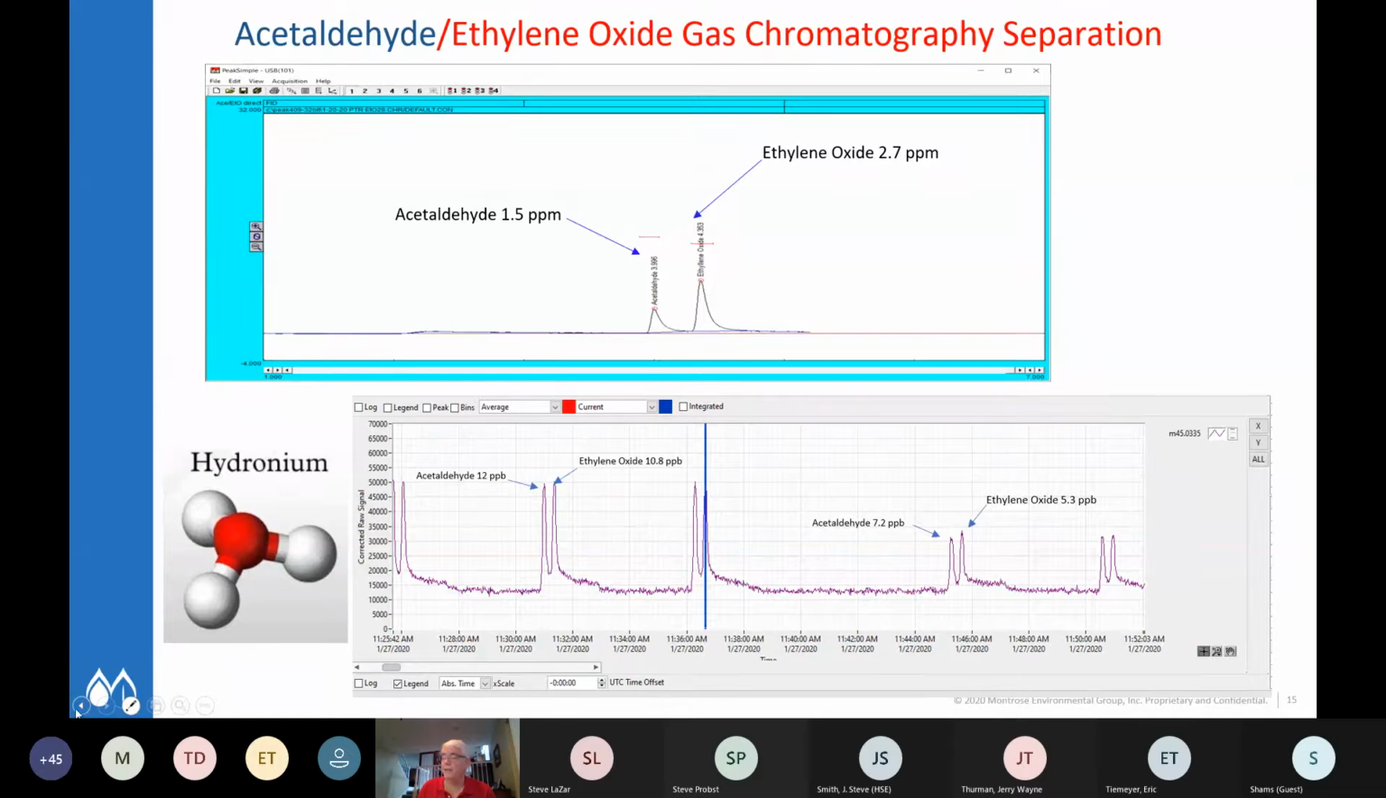And we have done this, not using the PTR, but we have done it with other detector systems. And now we want to take this and apply it to ambient. In other words, we're going to do this continuously, but know that we're only looking at ethylene oxide.